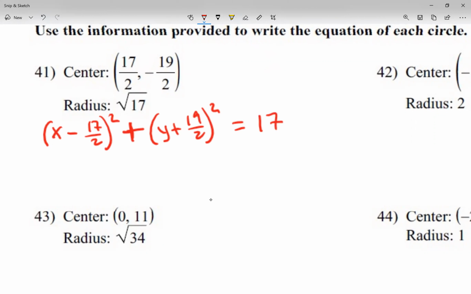All right, how did I get the 17? I squared the radius, right? The square root of 17, all squared, is 17. When you square that square root, you just get the number on the inside.